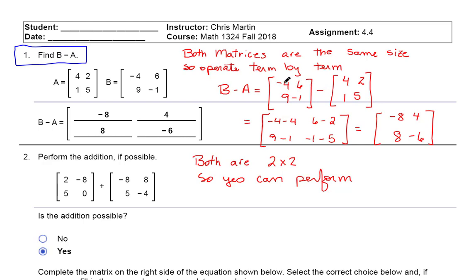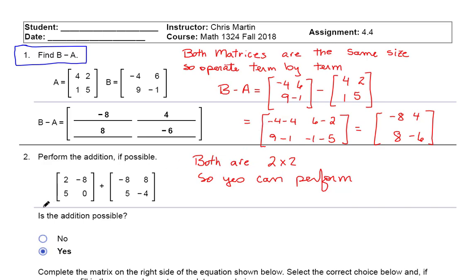So let's see, minus 4 minus 4, I get a minus 8. 6 minus 2, I get 4. 9 minus 1 is 8. Minus 1 minus 5 is minus 6. So yes, it is possible to perform it, and we did it.